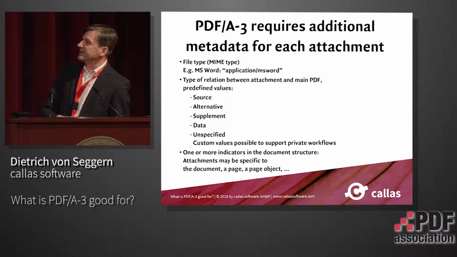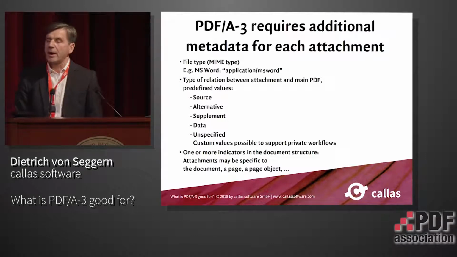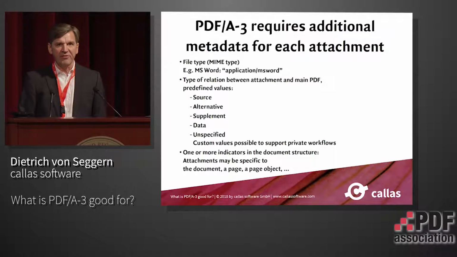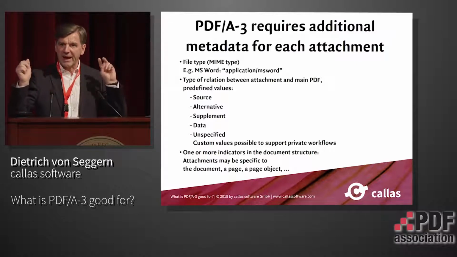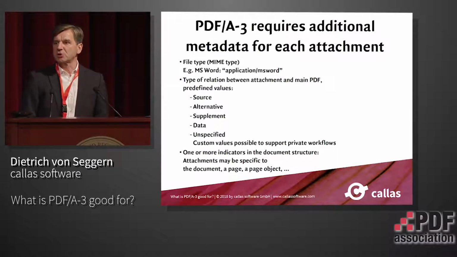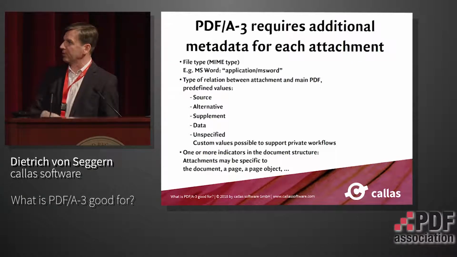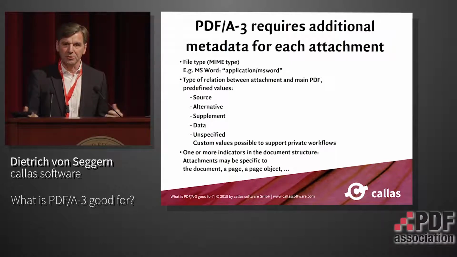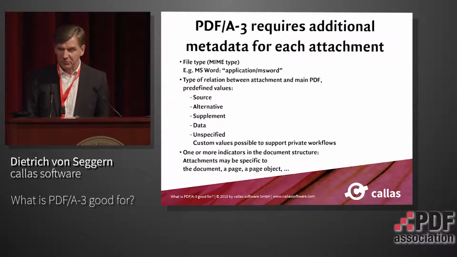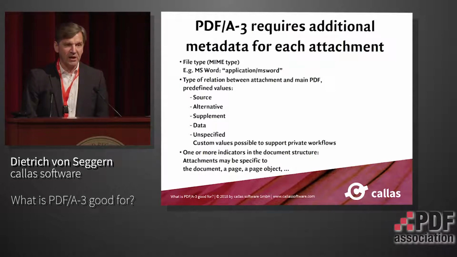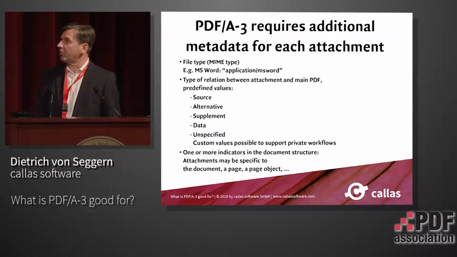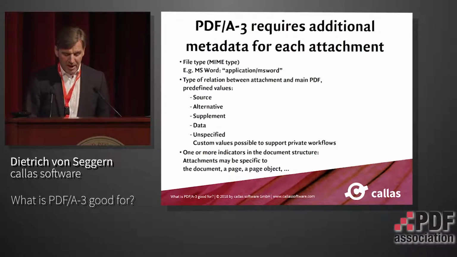And then there needs to be an indication somewhere in the document structure of the PDF file of which part of the main PDF file this attachment belongs to. So whether it belongs to a page, or to the whole document, or to just a page object, or to whatever. So you have some indicator there. And that is basically everything that PDF A3 requires for an attachment in order to be embedded into an archival PDF A file.